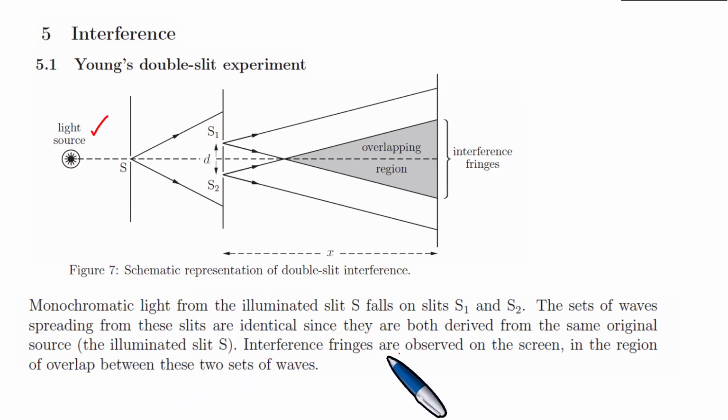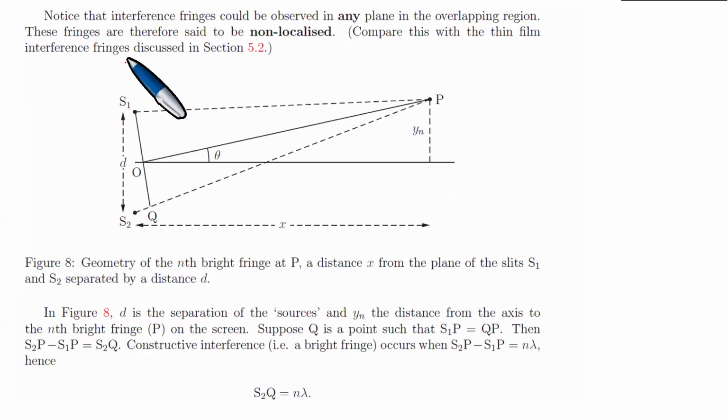Interference fringes are observed on the screen in the region of overlap between these two sets of waves. You can see an overlapping region there. Obviously these sets of waves spreading from these slits are themselves identical, and they overlap there, creating what we call an interference fringe. We'll just go through this quickly and then we will go through the tutorial questions.